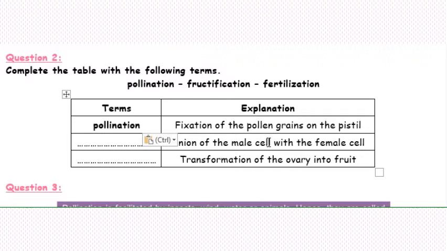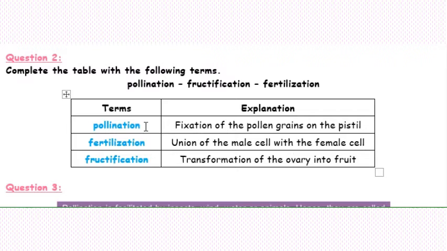of fertilization means when the sperms, which are the male cells, are combined or meet the female eggs, the female cells, which are the ovules. So here we're talking about the fertilization process, and when the ovary turns into fruit, we say that it's the fructification process happening right here.